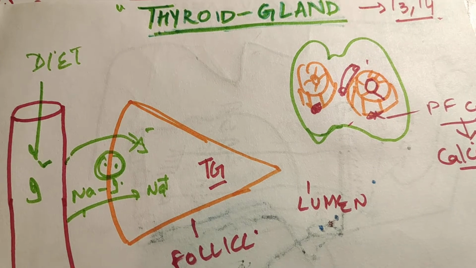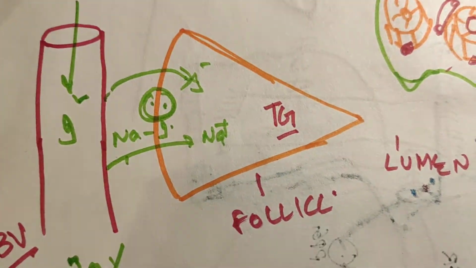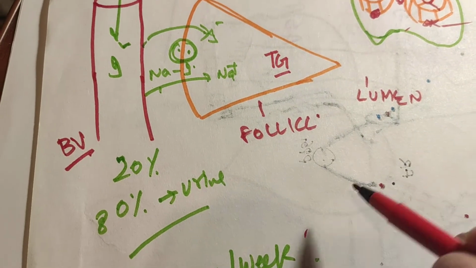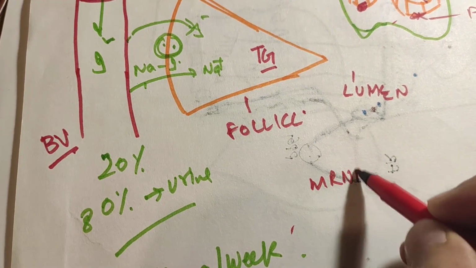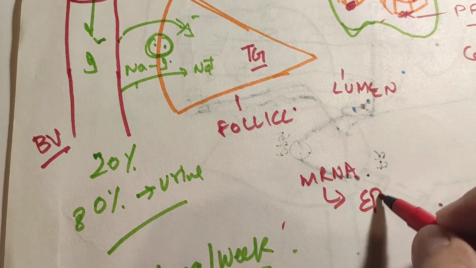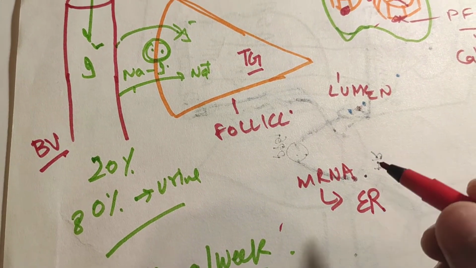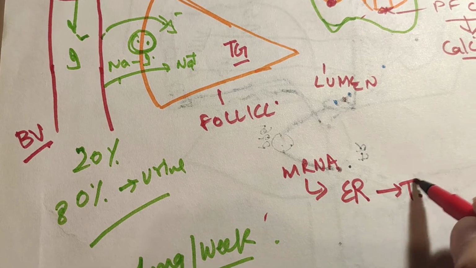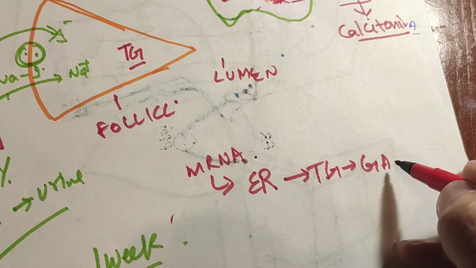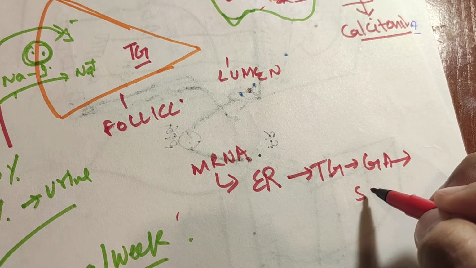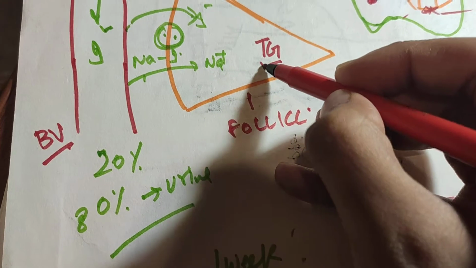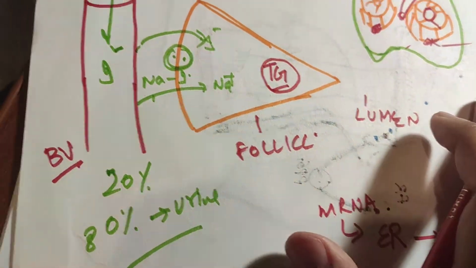Now how is this thyroglobulin protein produced? The mRNA will first come out of the nucleus. Then with the ribosomes, it will go to the endoplasmic reticulum to produce the protein. Then this thyroglobulin will be produced, it will go into the Golgi apparatus, where it will be packaged, and then secretory vesicles will be formed containing thyroglobulin. So this is a vesicle containing the thyroglobulin.